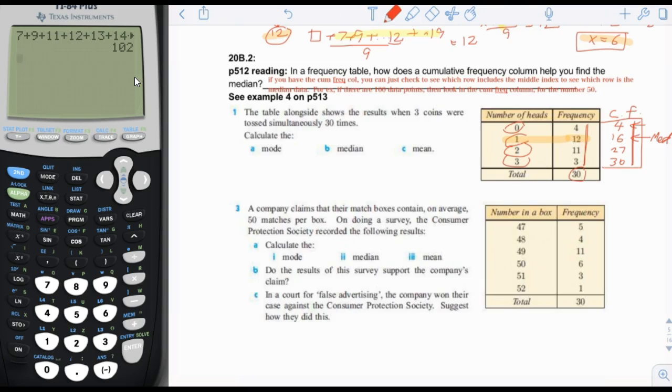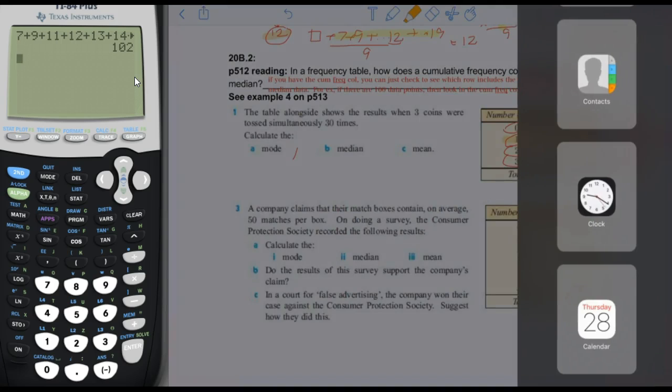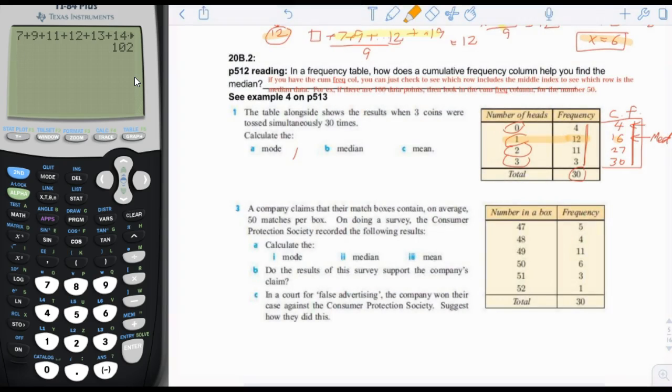So we're going to say the mode is 1. What about the median? The median we just figured out is here. It's also going to be 1. And what is the mean?